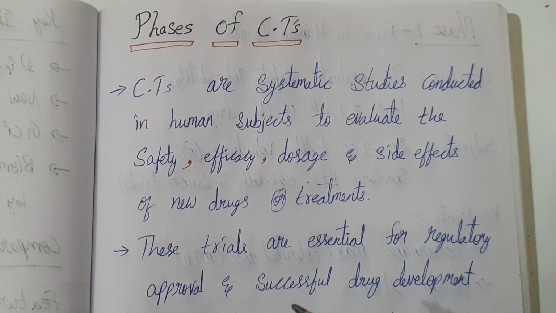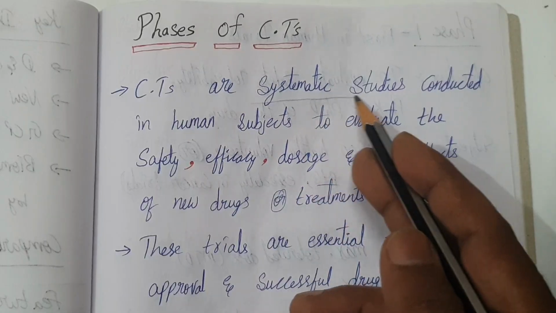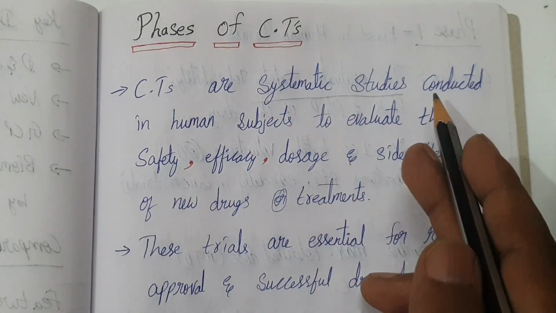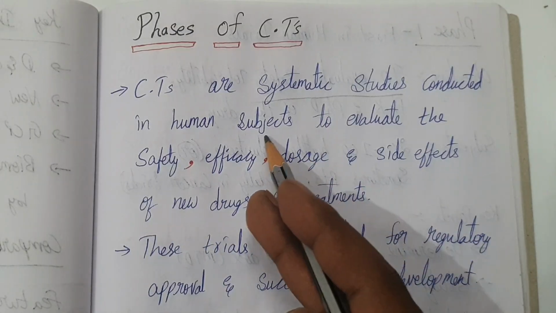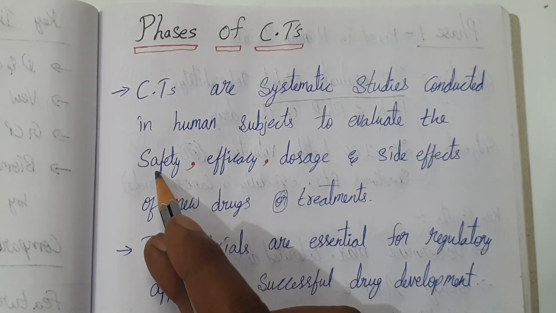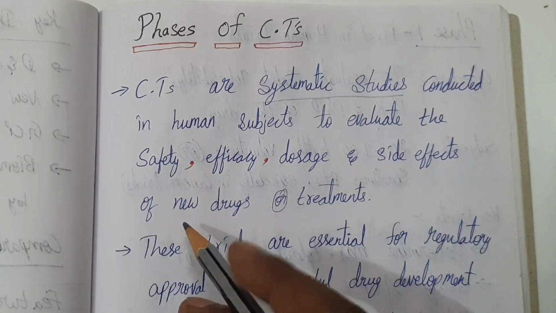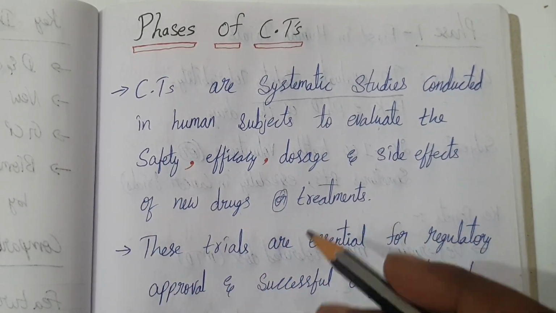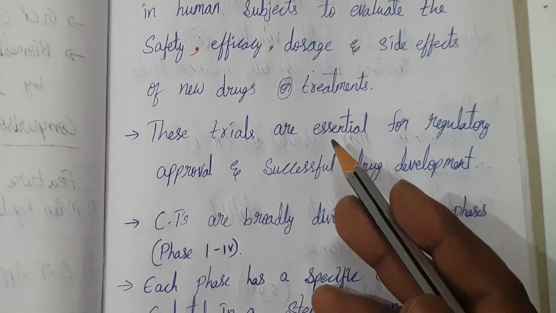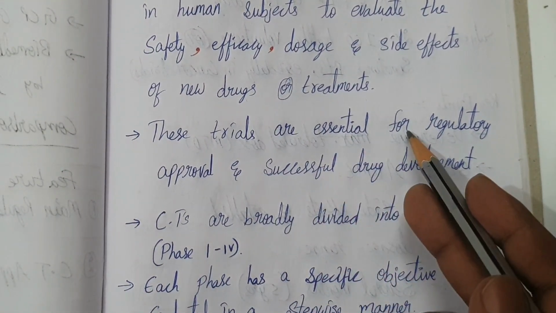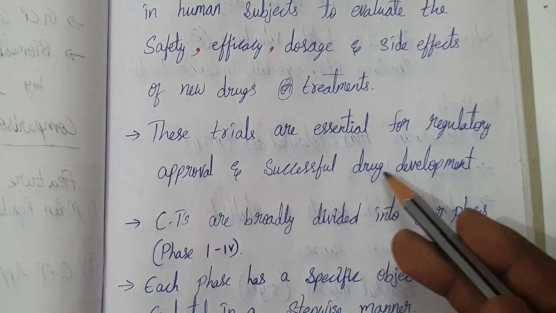So, what are clinical trials? Clinical trials are systematic studies conducted on human subjects. Why are they conducted? To evaluate the safety, efficacy, dosage and side effects of new drugs or treatments. So these trials are essential for regulatory approval and for successful drug development.